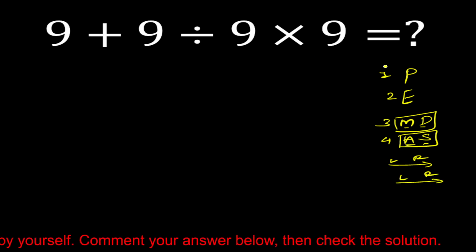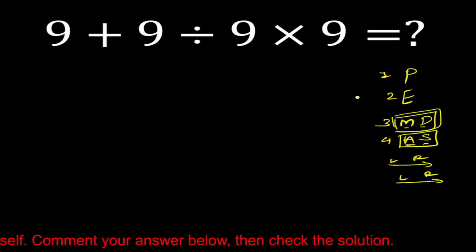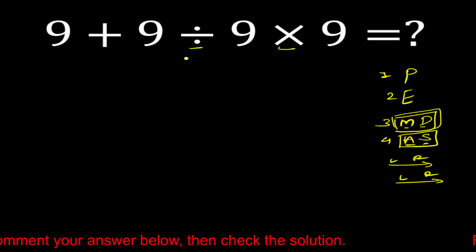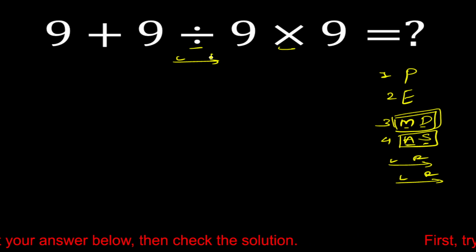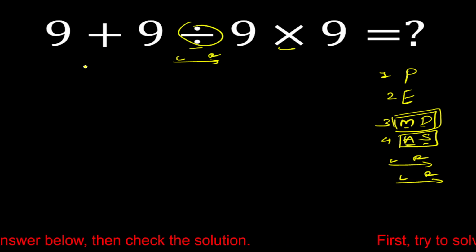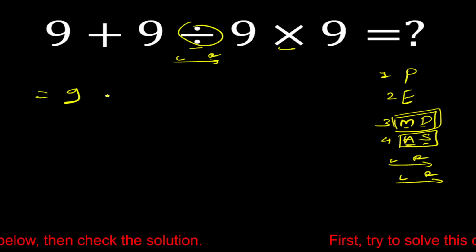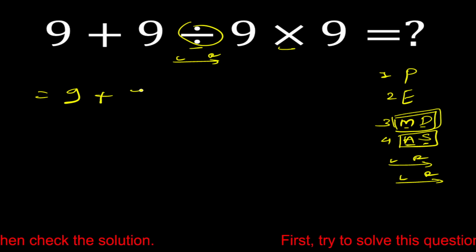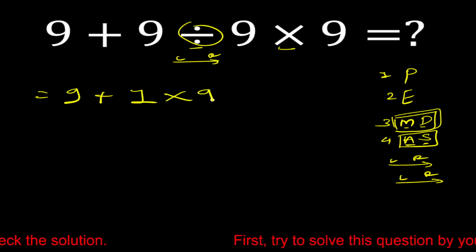So first we have to solve multiplication and division. Both have equal priority, so we have to solve it from left to right. So first we have to solve this division. So 9 plus 9 divided by 9 is equal to 1, multiply 9.